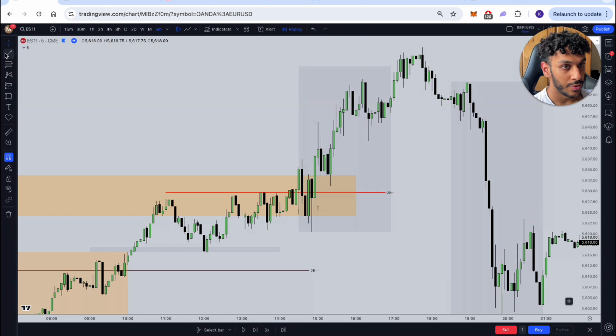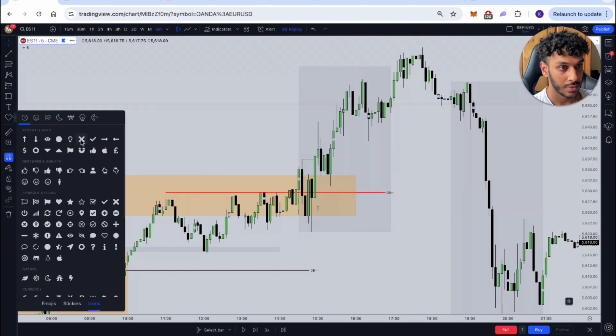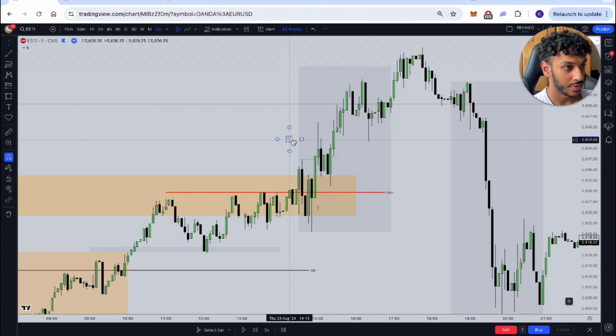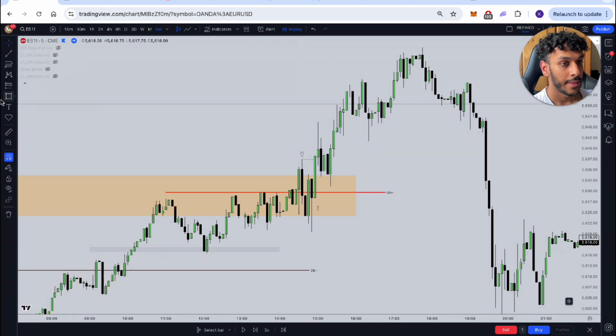We have a beautiful market structure shift above this high here. I'm going to take the sessions off now as they're not that key. And I entered inside of this 5-minute FVG. All right, again, very simple trade.